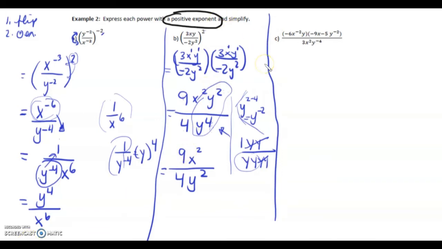Okay, and now C. So we get negative 6 times negative 9. Remember, do the entire numerator first, and then the denominator, and then divide. Okay, so I get 54, and sorry, that's supposed to be an exponent. Okay, x to the -2 and x to the -5, we add those to get -7. Y to the 1 and y to the -2, 1 plus -2 is just -1. Okay, and the denominator, 3x squared, y to the -4.